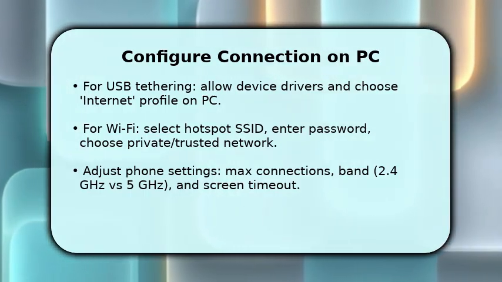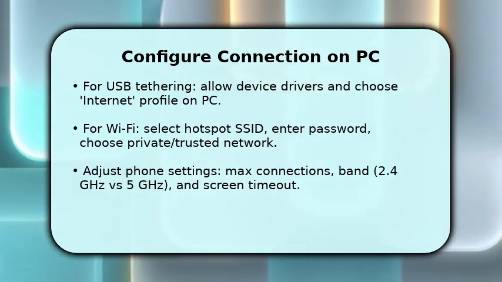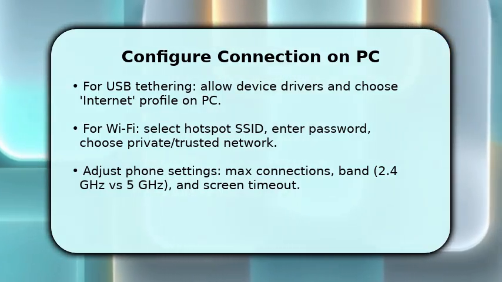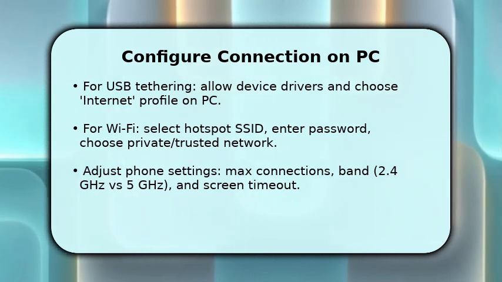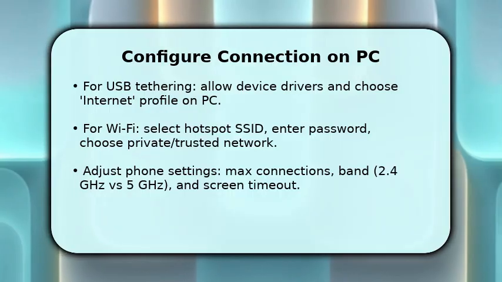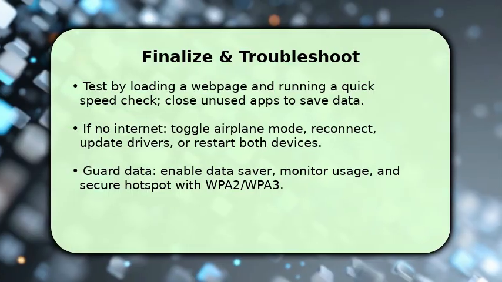Also on the phone, set the hotspot band to 5 GHz for higher speed if supported, or 4 GHz for range, and increase timeout to prevent unexpected disconnects. Finish by verifying connectivity, load several pages, and run a simple speed check to confirm throughput.